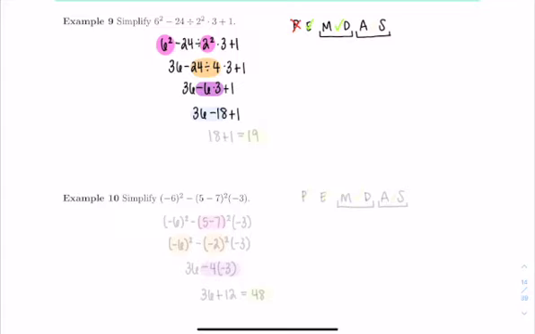The next thing is to do addition and subtraction. And we do this from left to right as well. So we're going to do 36 minus 18 first, which is 18. Plus 1, which is 19.